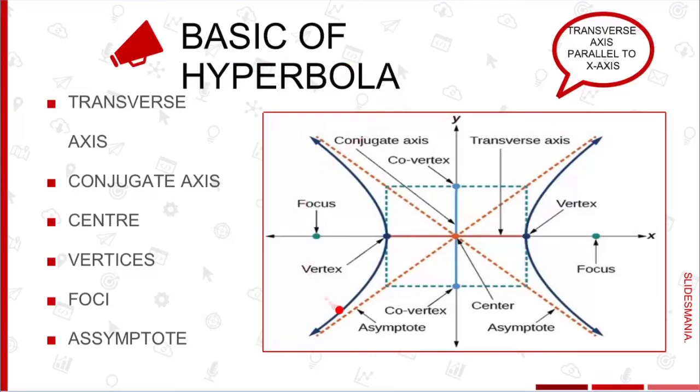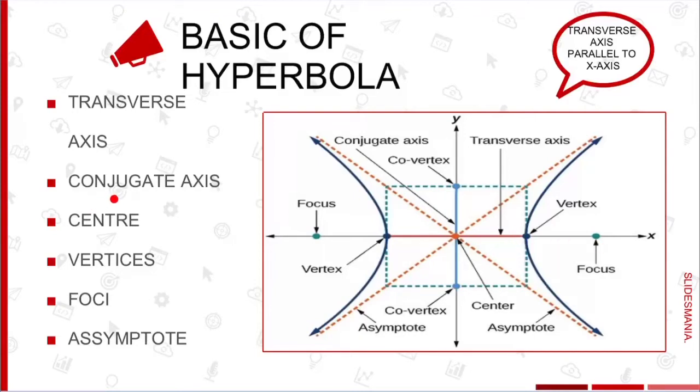So this is one example of a hyperbola with our transverse axis parallel to the x-axis. The first thing that we should know is, for hyperbola, we should have a transverse axis. This is the transverse axis here, where on this line you have your center, your vertices, and also your foci. We call this transverse axis parallel to the x-axis because it is a horizontal line. In ellipse, we have the major axis, but in hyperbola, we call this the transverse axis.